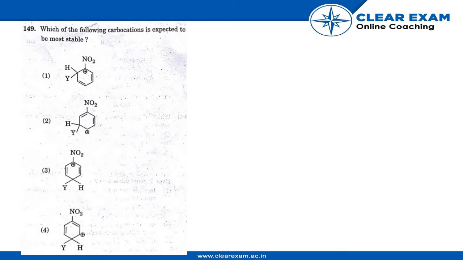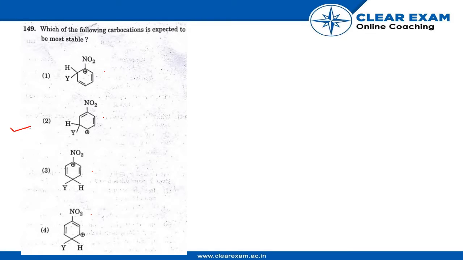Hello guys, now let us discuss question 149. The question is which of the following carbocations is expected to be most stable? So the four options are given to us. These are carbocations: first option, second option, third option, and fourth option.